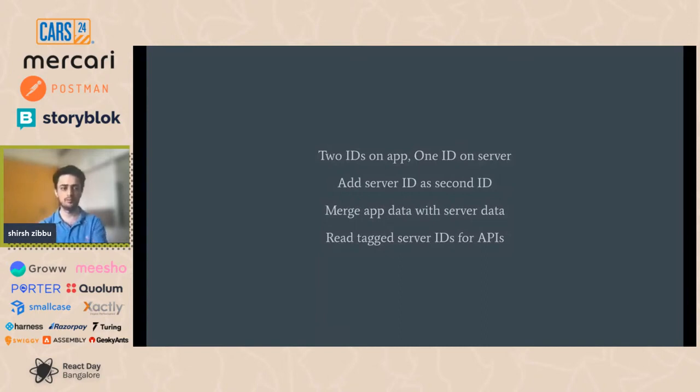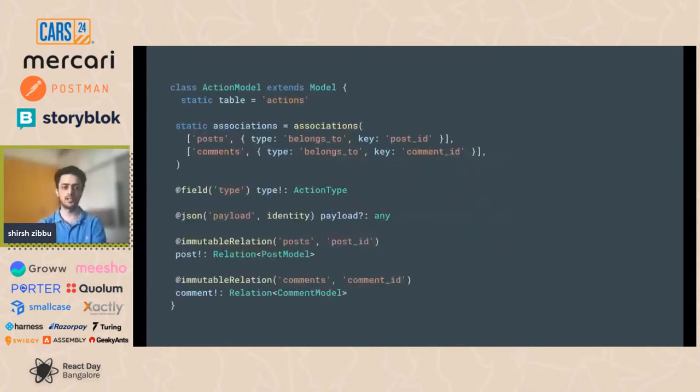So here's an example of an action model. This is a model that we use for synchronizing our offline database with the server. As you can see, there is a table called actions, an associations block that tells that the action belongs to post and belongs to commits. There are two fields, type and payload, which denote what kind of action it is and what is the payload associated with the action. And then two relations called post and commit. These relations tell me that this particular action belongs to some post and some commit.